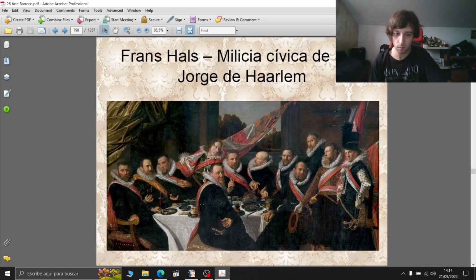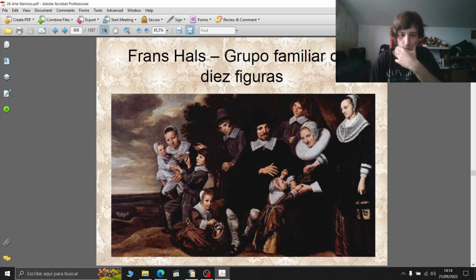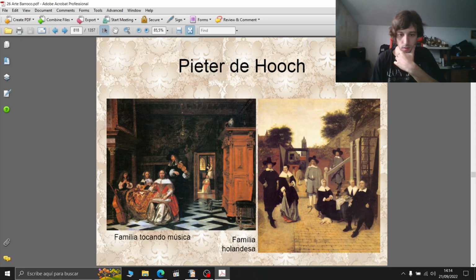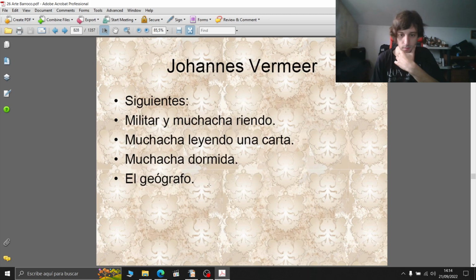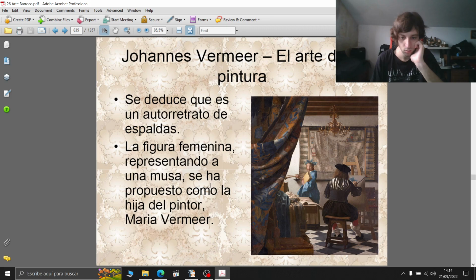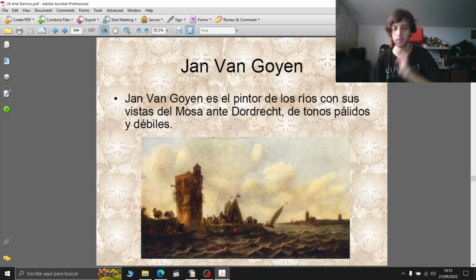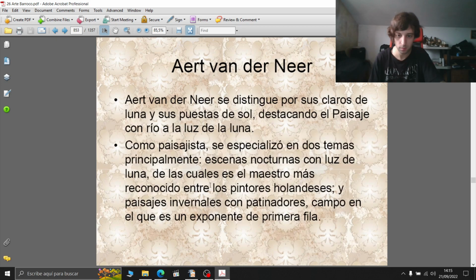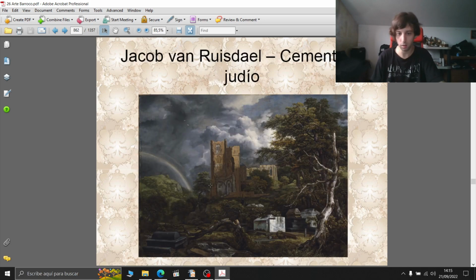Frans Hals. Adriaen van Ostade, Gerard ter Borch, Pieter de Hooch, Johannes Vermeer, Albert Cuyp, Jan van Goyen, Willem van de Velde, Aert van der Neer, Paulus Potter, Meindert Hobbema, and Jacob van Ruysdael.